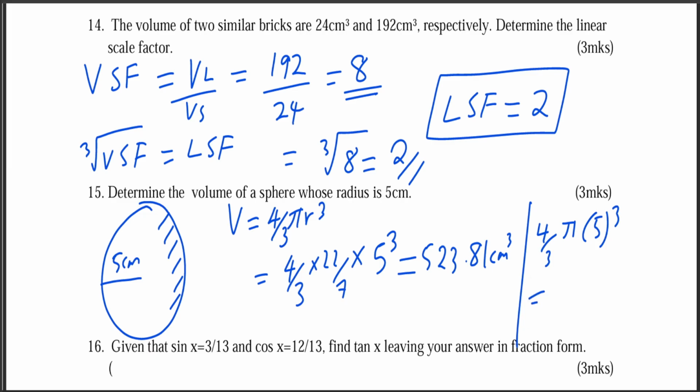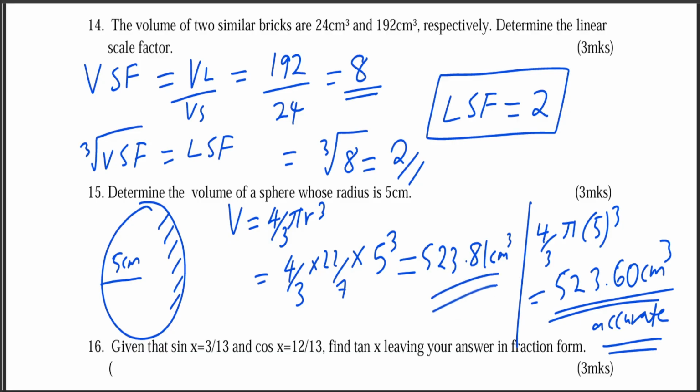Does it give us the same thing? Yes, it gives us something very close. 5 cubed is going to give us 523.60 cubic centimeter. I think this one is the more accurate one because they want this one most of the time. But I think this one here is correct, whichever one that you use.